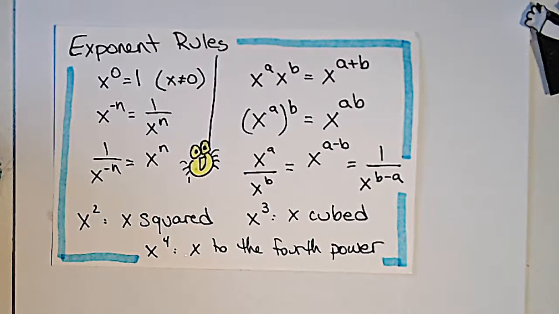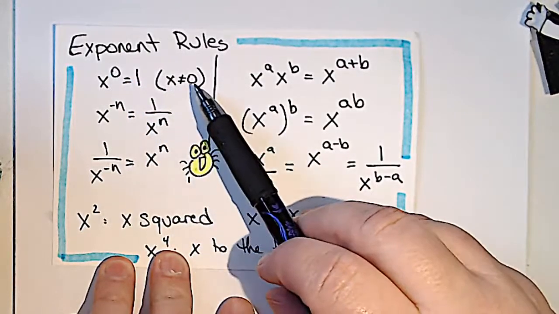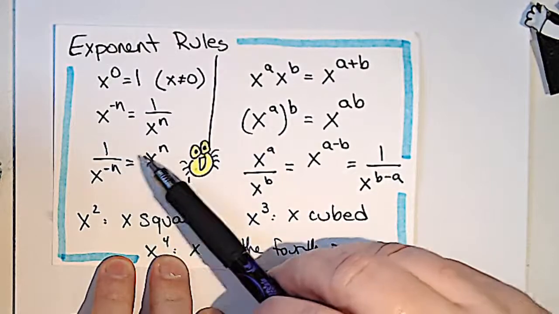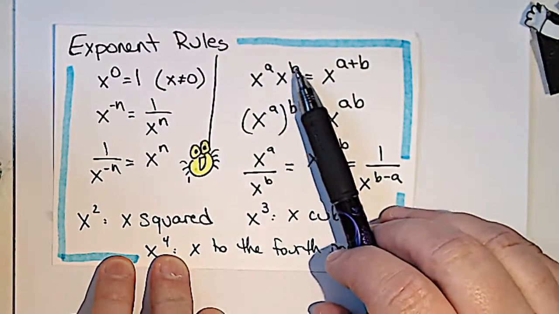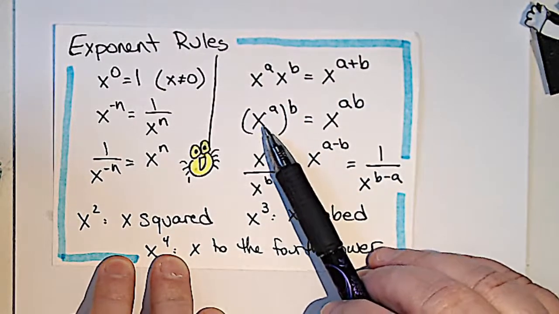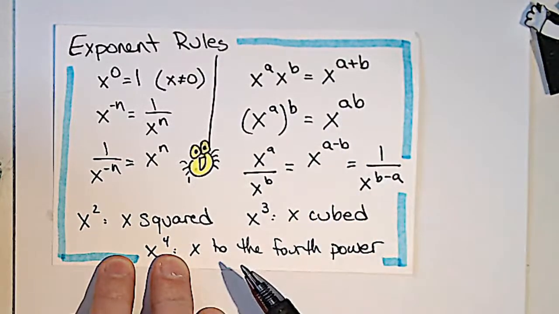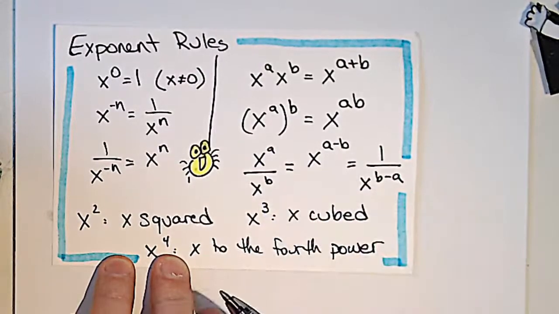Various things, for example, x to the 0 equals 1. Remember that one? As long as x is not 0. We've got the vampire and the non-vampire rules. When you've got 2 bases and 2 exponents, you add the exponents from the first section. When you've got 1 base and 2 exponents, you multiply the exponents. That's from the first section as well. When you've got bases and exponents top and bottom, you subtract.